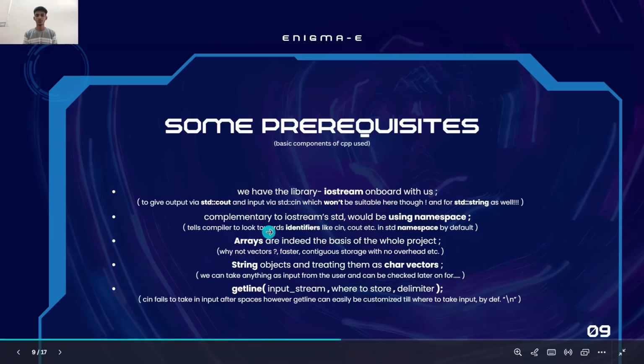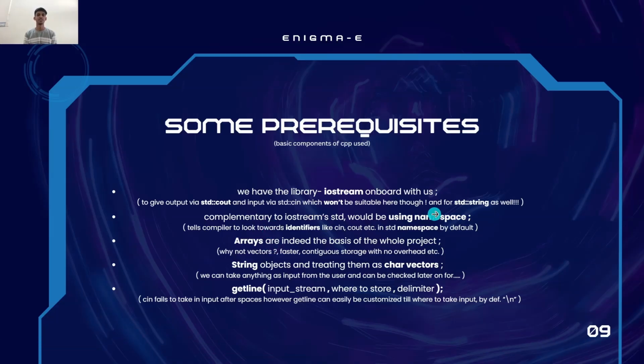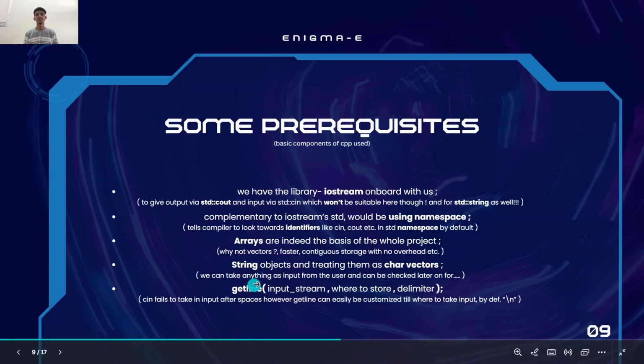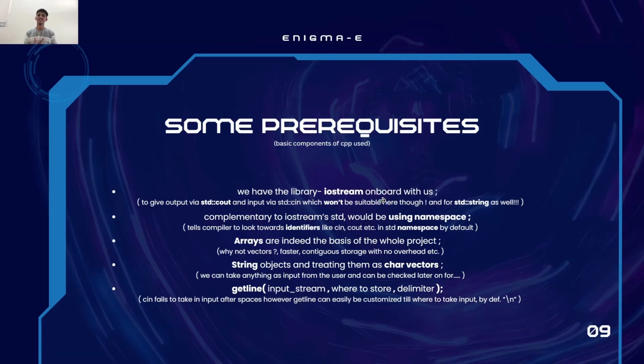So arrays are the MVPs obviously, but after string, because string is going to be used everywhere. Arrays and string objects are used as char vectors. How I'm going to use them as char vectors and how I'm going to update them, I'll be discussing later. But for now, briefly, what are char vectors? Basically, they are dynamic and what they are storing are characters. And getline is something which we are going to use as a substitute for cin.